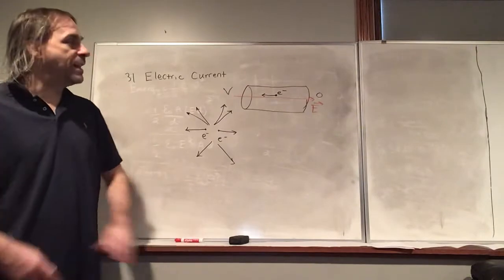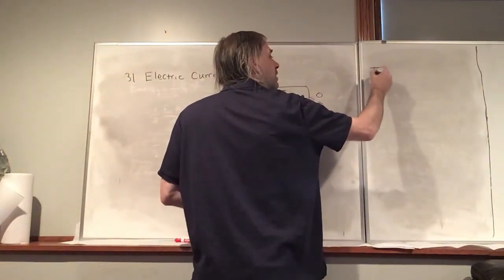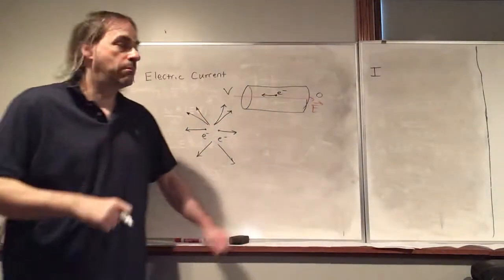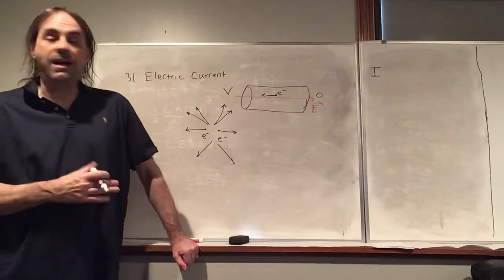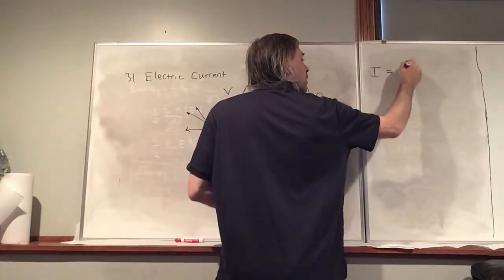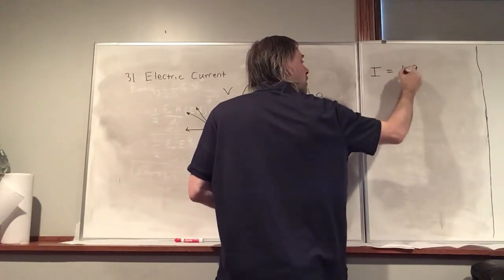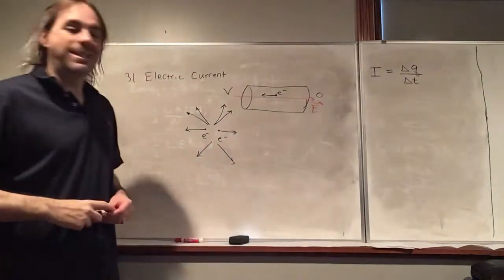So to define current, we use the letter I for current. I guess C is commonly used for just any constant, so for whatever reason, they picked I for current. And that's defined to be, I'll just write it down, I equals delta Q over delta T. So what does this mean?